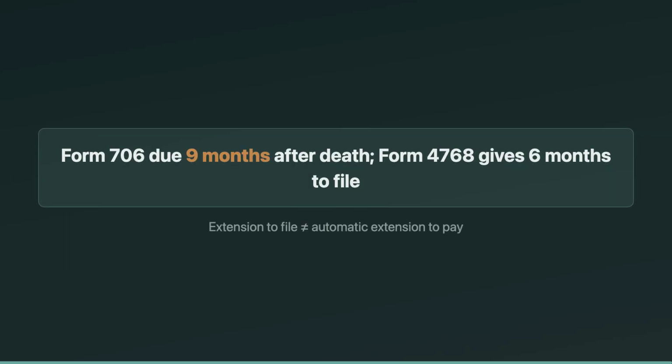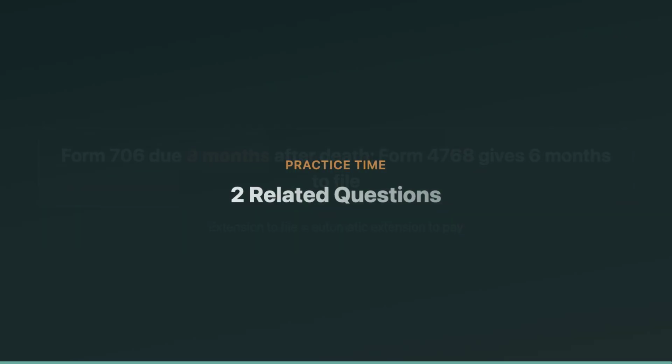Deadlines are pure memorization points. Form 706 is due 9 months after the date of death, and the tax is due then too. You can request a 6-month extension using Form 4768, but that's an extension of time to file, not automatically an extension to pay. On the exam, if they give you a date of death, count forward 9 months. No shortcuts.